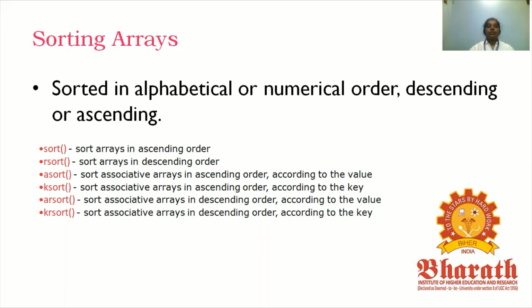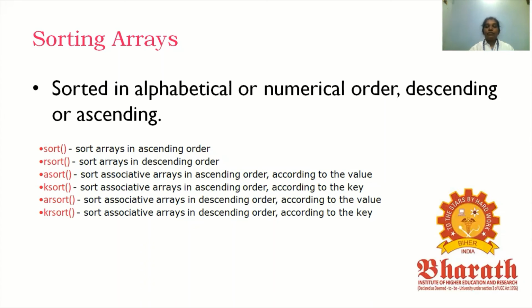First, sort: sorting in alphabetical or numerical order. Alphabetic is mainly used for strings, and numeric for integers. Numerical means numeric values 0 to 9, and also floating point. So sorting in alphabetical or numerical order, and we are also going to discuss descending or ascending order.